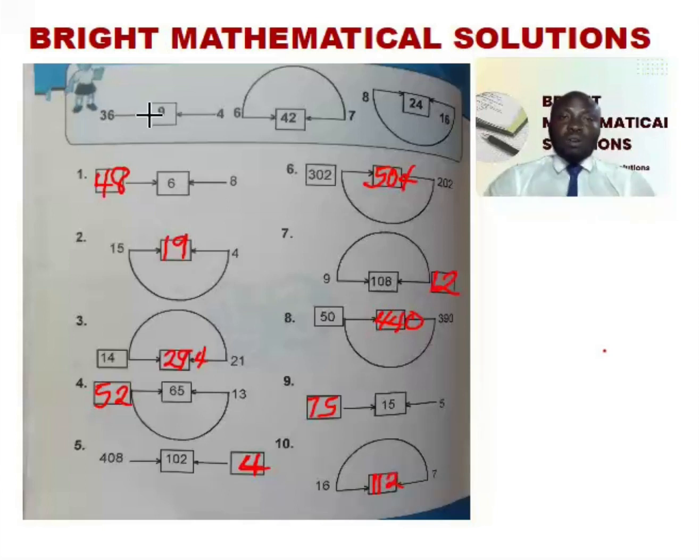So in a nutshell, in a recap, the operation here is multiplication. The second and the third will give us the first. For this one, the first and the third multiplication will give us the second. The first and the third for the third operation, addition of the two will give us the center.